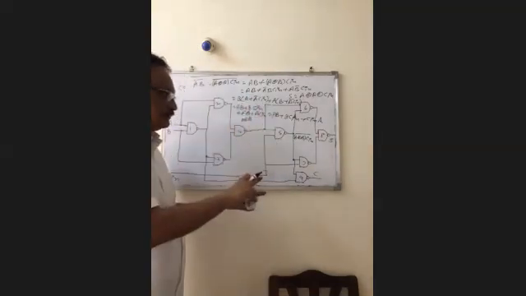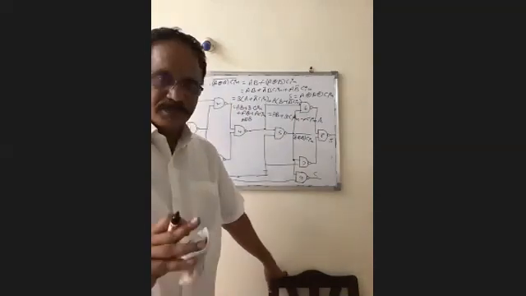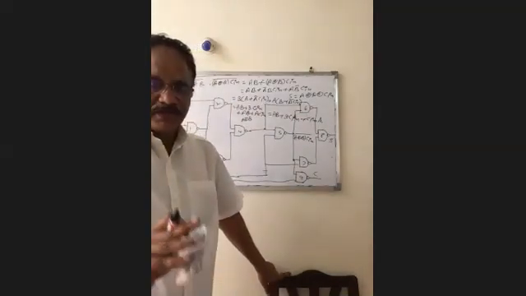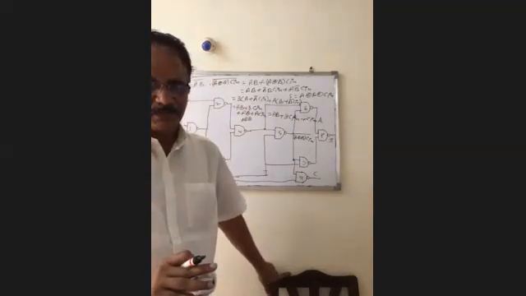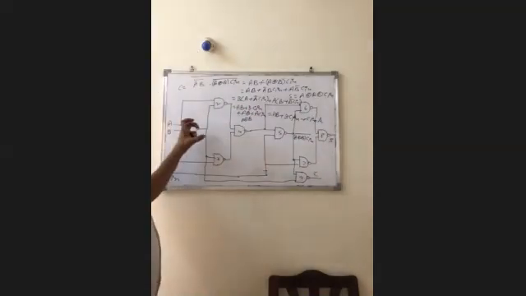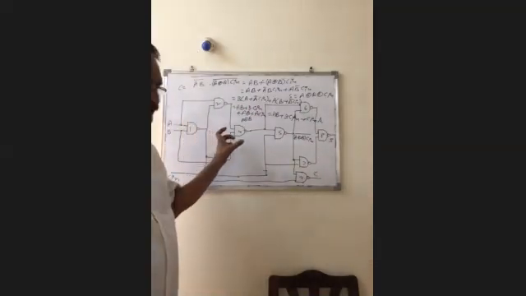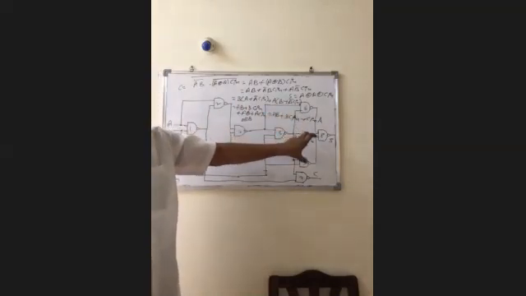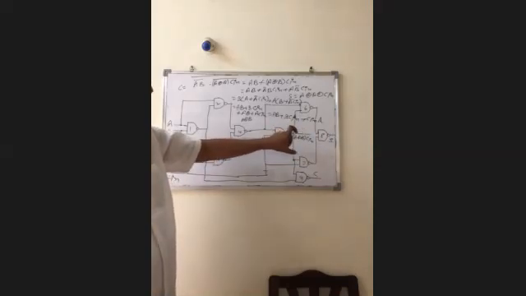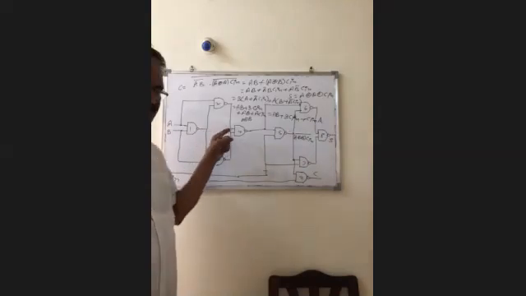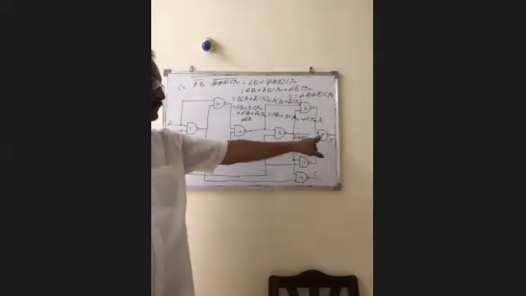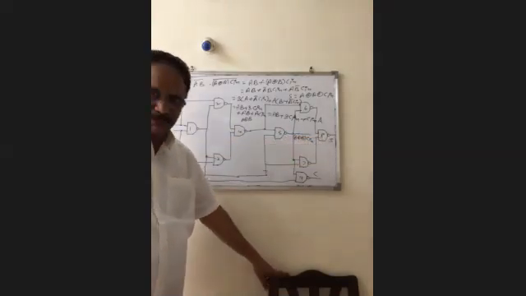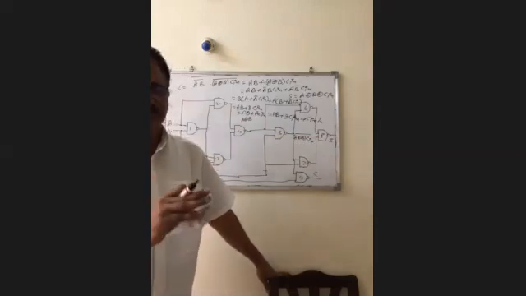In this realization, to realize a full adder using only NAND gates, it requires 9 NAND gates. These 4 NAND gates are used to realize one 2-input exclusive OR gate. These 4 NAND gates are used to realize the second 2-input exclusive OR gate. For the second gate, the inputs are the output of the first exclusive OR gate, that is A exclusive OR B, and C in. The final output of NAND gate 8 is A exclusive OR B exclusive OR C in.